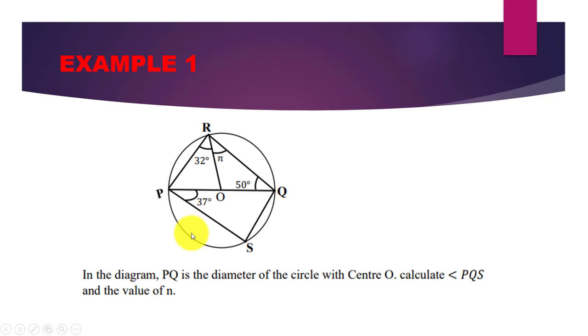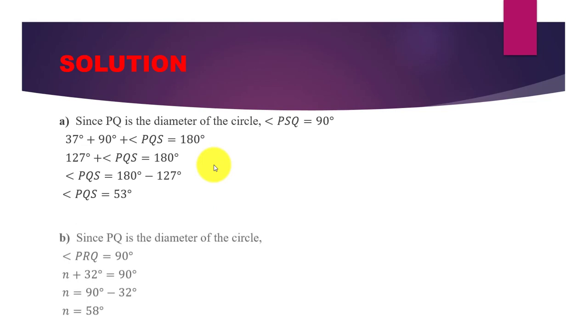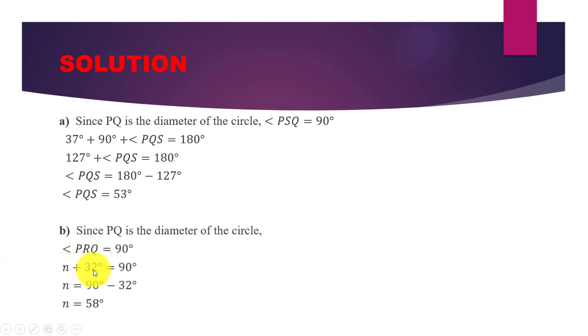So, when we sum 32 degrees and N, we get 90 degrees because the diameter PQ subtends an angle at point R, which is 90 degrees. And that is why we are getting this equation: N plus 32 degrees equals 90 degrees.